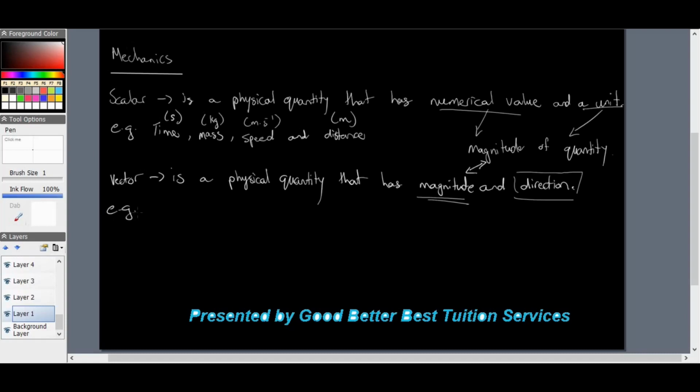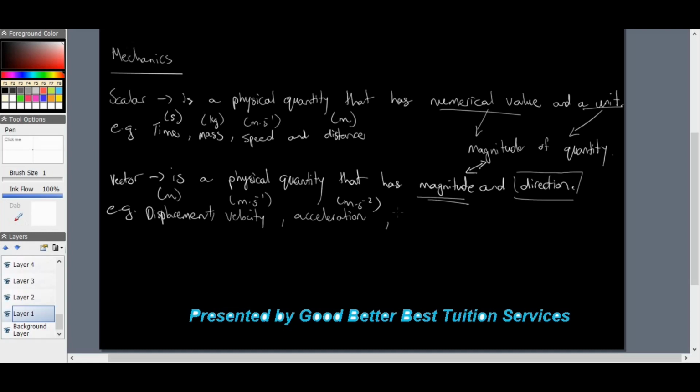Examples of vectors include displacement, which we'll talk about in a few more moments. Displacement is also measured in meters. Velocity is also measured in meters per second. Acceleration is measured in meters per second squared. All right, meters per second squared is your acceleration.